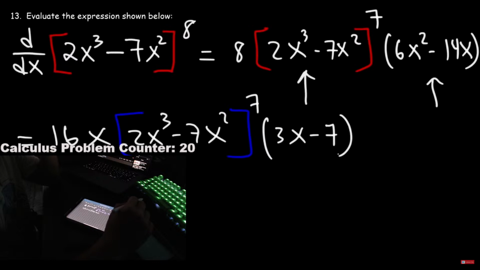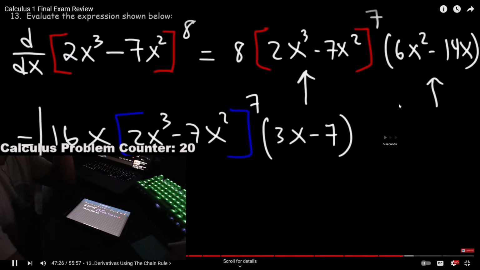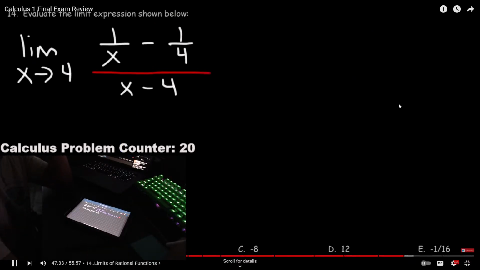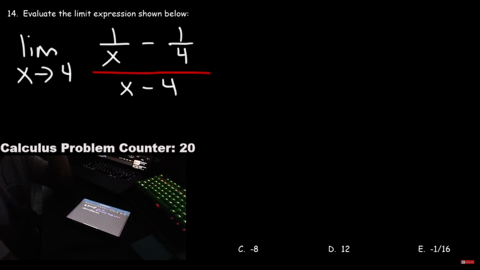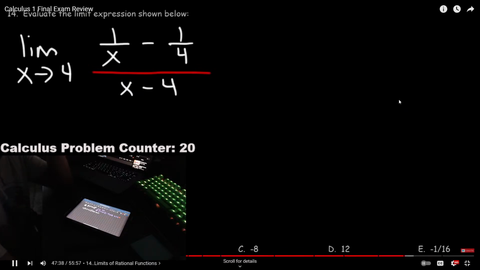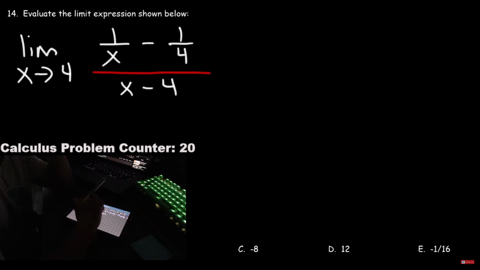Now, for those of you who want more examples on the chain rule, you need number 14. Evaluate the limit expression shown below. Now, let's say you get a limit problem like this, and you have no idea what to do. It turns out that you can evaluate any limit if you have access to a calculator, if that is allowed in the test. If it's a free response problem and you can't use a calculator, you just have to know the techniques involved. But if you do have access to a calculator, what you could do is plug in a number that's close to 4.